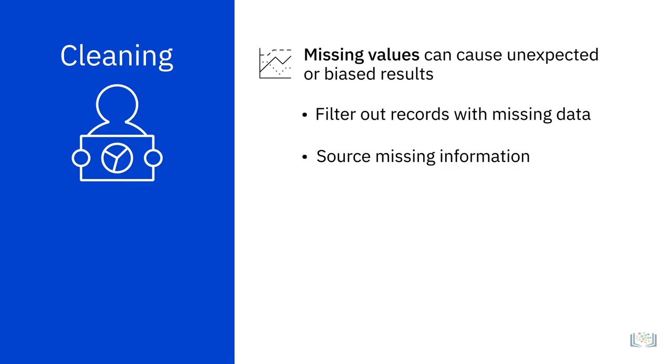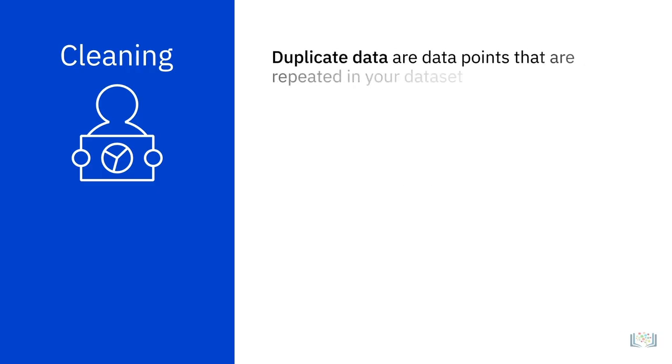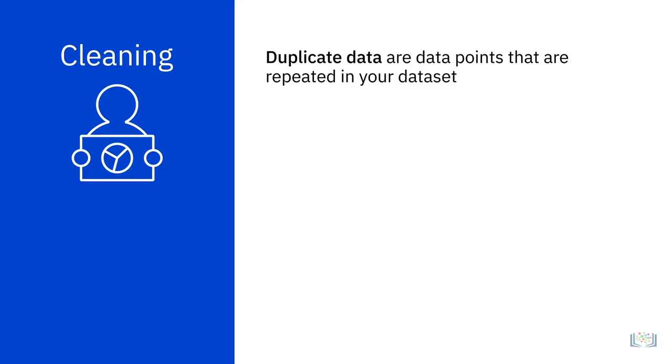For example, missing age data from a demographic study. A third option is a method known as imputation, which calculates the missing value based on statistical values. Your decision on the course of action you choose needs to be anchored in what's best for your use case. You may also come across duplicate data, data points that are repeated in your dataset. These need to be removed.